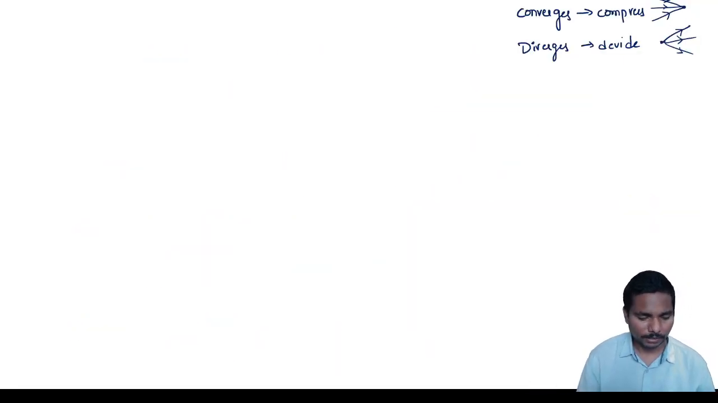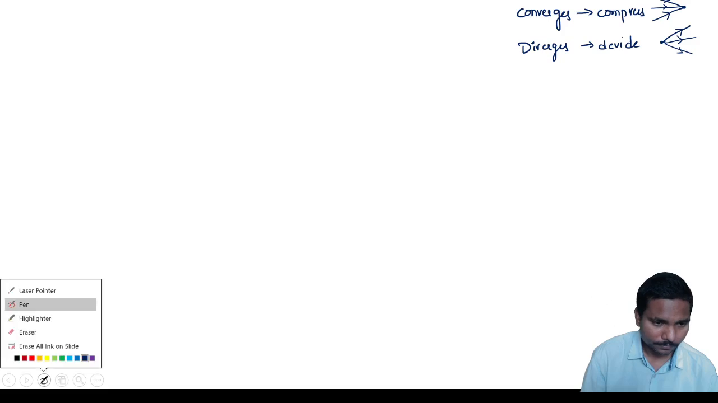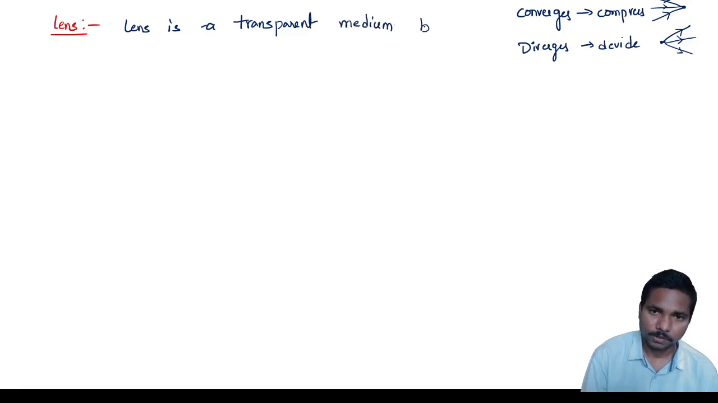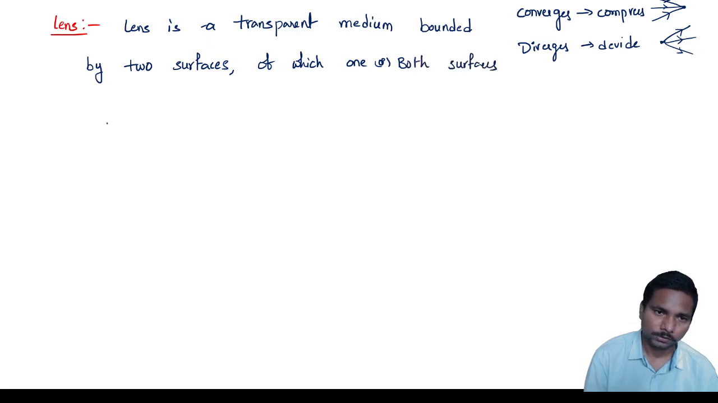So first of all, we need to write the lens definition. After that we will discuss both types. Lens is a transparent material or medium bounded by two surfaces, of which one or both surfaces are spherical. Both surfaces are spherical. These lenses are of two types.